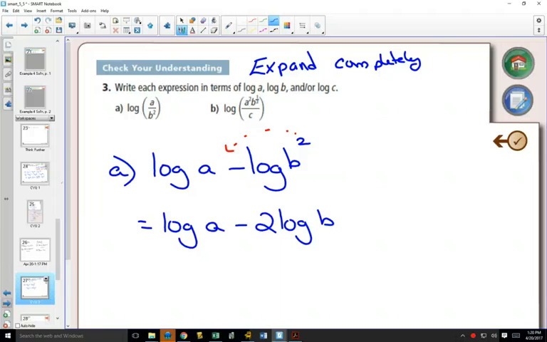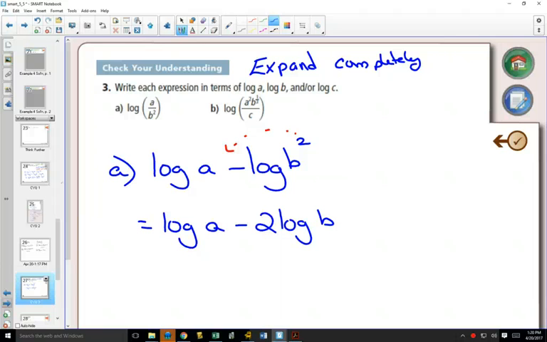When it says in terms of log A, it means you just want log A by itself. It can have numbers in front, but no numbers inside of it. And you just want log B by itself. It can have numbers in front. It has a 2 in front. That's okay, but nothing inside of it. So when we had the b squared, that's not in terms of log B yet.